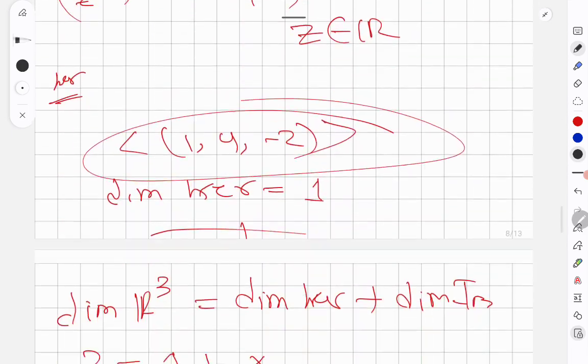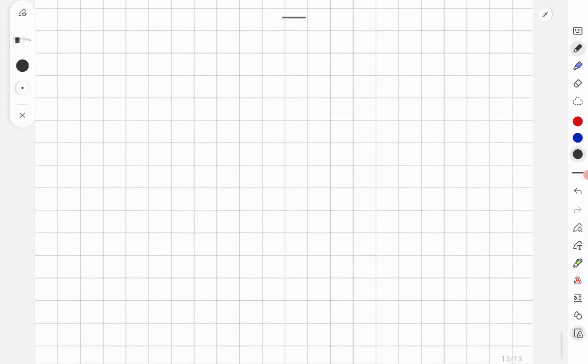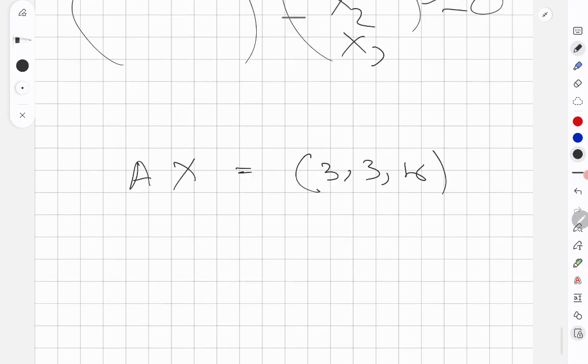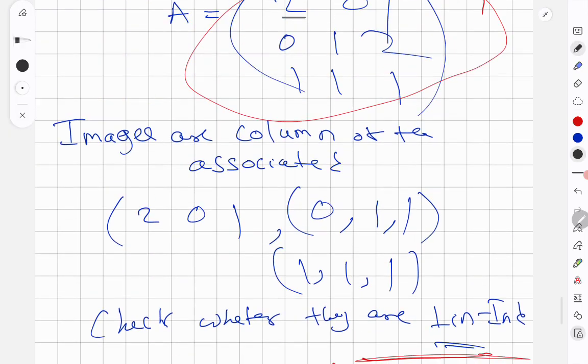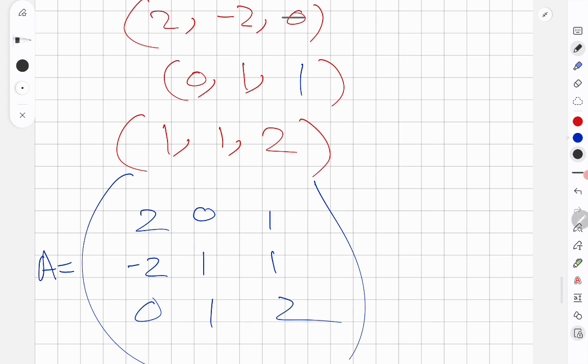The simple method is: the associated matrix multiplied by x is equal to that vector 3, 3k, I guess. The associated matrix times the vector x. Yeah, it should be that. Either way, it's the same thing. So our associated matrix was this one.